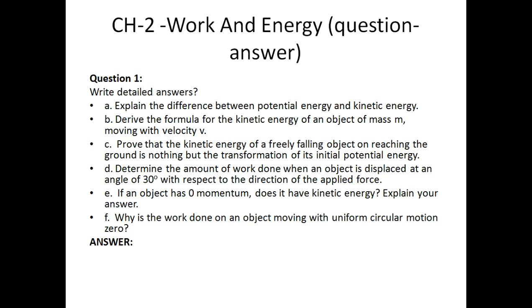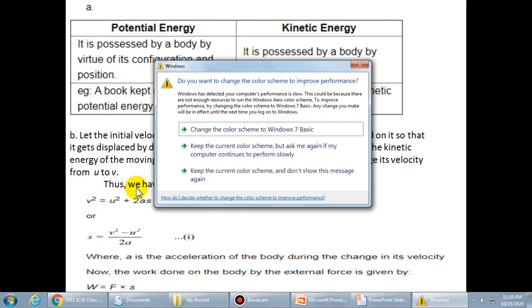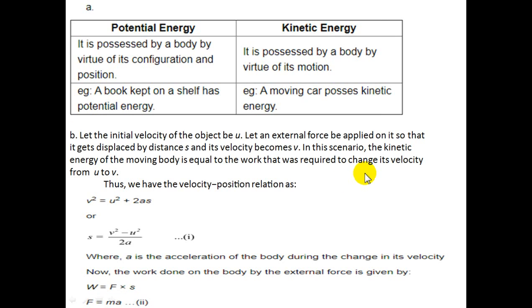Now today we are going to discuss questions D, E, and F. Question D is: determine the amount of work done when an object is displaced at an angle of 30 degree with respect to the direction of applied force. So now let's see how to solve this question.